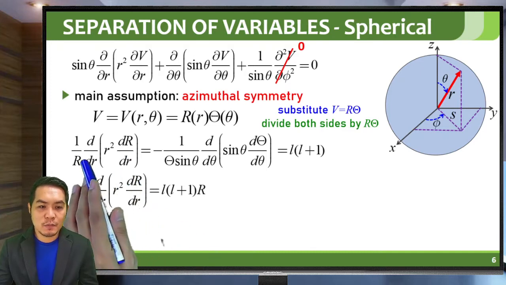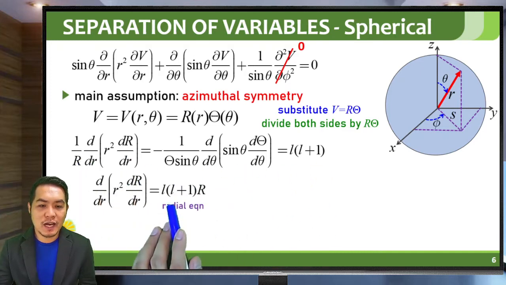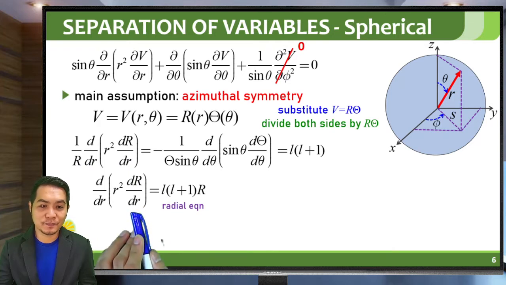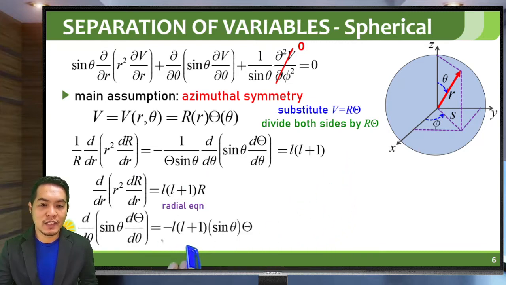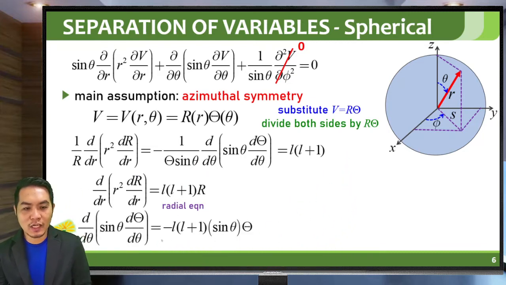So you cross multiply R here, and this is your R equation, or the radial equation. You cross multiply sine theta and Theta here, and this is our theta equation, or the angular equation. I will no longer be exactly solving these; you can just ask your mathematical physics instructor for the solutions to these radial and angular equations.